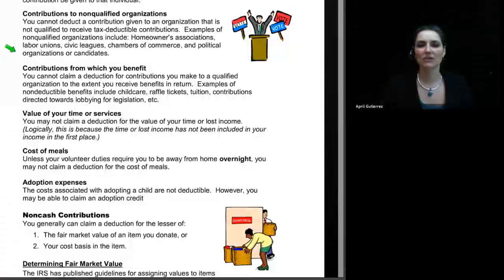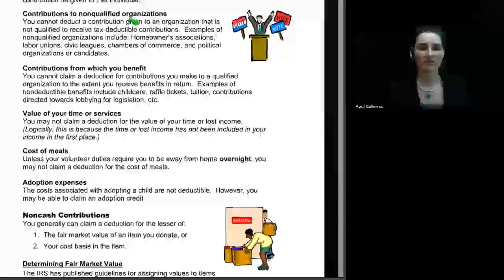You have to be giving to a nonprofit that is registered with the IRS. And if you're ever in question, you can actually go to IRS's website and look these charities up. But examples of non-qualified organizations include homeowners associations, labor unions, civic leagues, chambers of commerce, and politicians. No.